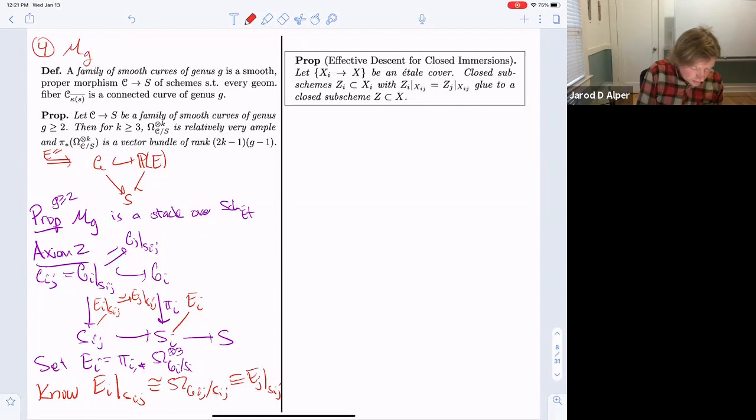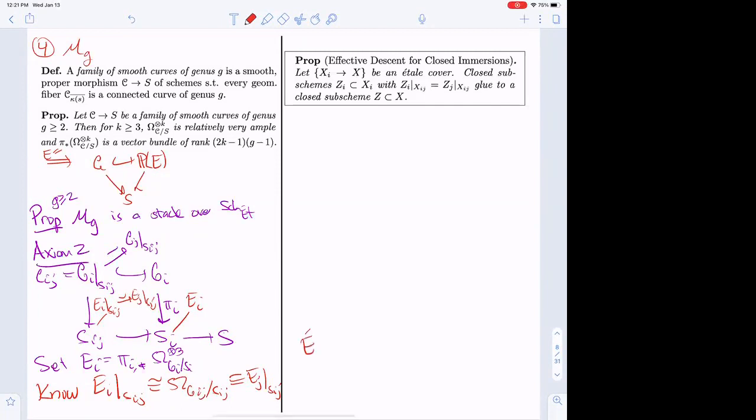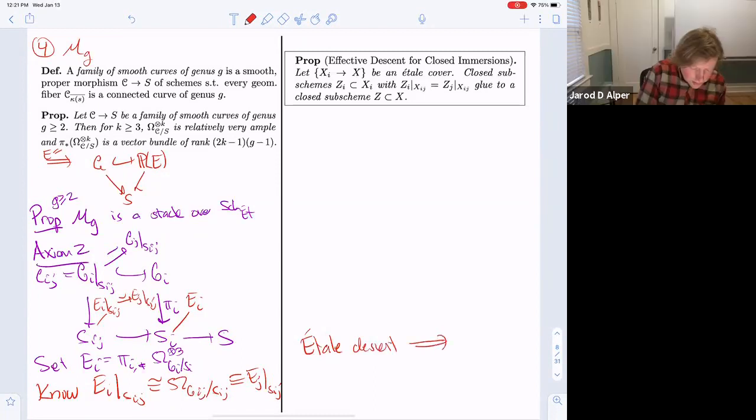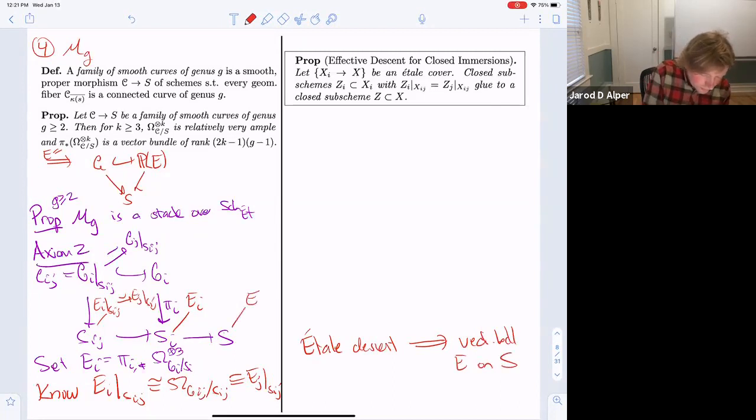And so étale descent gives us a vector bundle E on S. Here we're using étale descent for quasi-coherent sheaves. We have precisely the gluing data to glue these Ei to some quasi-coherent sheaf E, and then it's just properties of being a vector bundle that is also étale local.